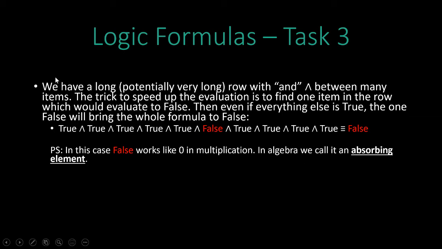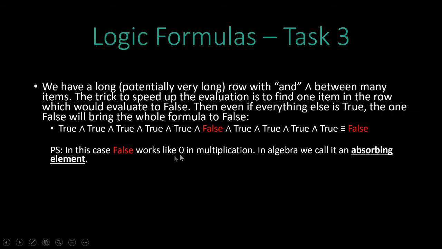So let's say that we have a long, potentially very long, potentially even almost infinite row of some expressions and then ANDs in between them. And we want to figure out how to evaluate this whole expression fast. And the trick to evaluating this is to take advantage of how ANDs work. If even just one of these expressions inside is false, it will eat all the other truths and they don't matter at all. And then it will evaluate into false.